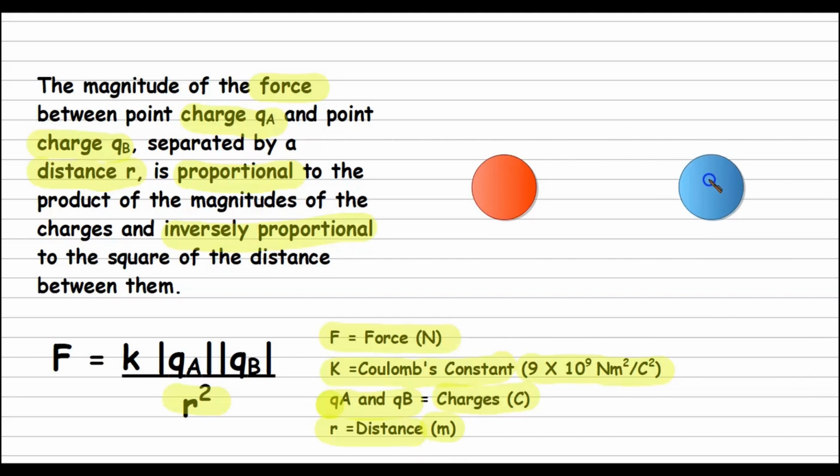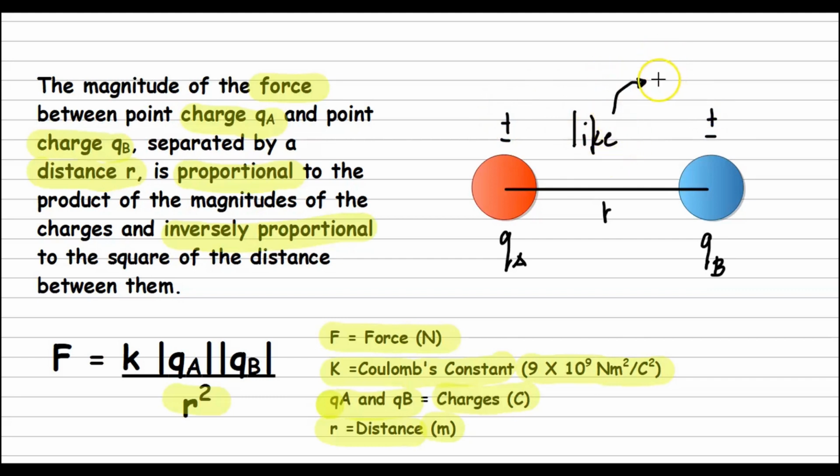Let's try to understand this by imagining two charges, charge QA and charge QB, separated by a distance. Let's say the charge of QB is negative. How will it react if the charge of QA is also negative? Remember that like charges repel. So QB will try to move away from QA, going to the right, while QA, same idea, will also go away from QB, going to the left.